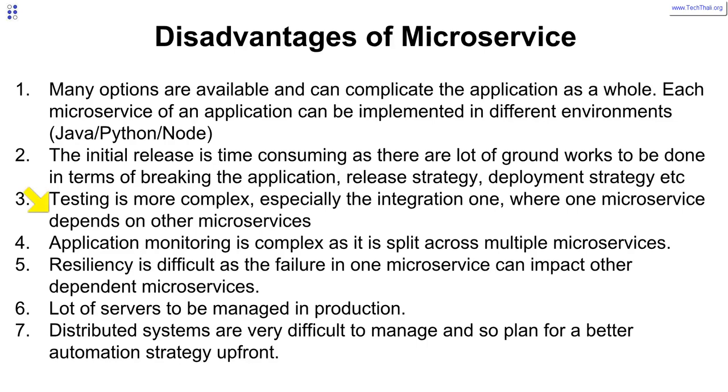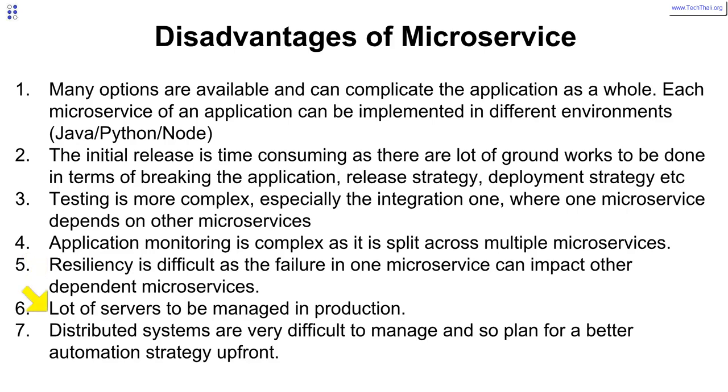3. Testing can become complex, especially the integration testing. The testing environment also can get complicated if multiple technologies are used. 4. Application monitoring in production can get complicated as it is now split across multiple microservices. 5. Failure of one microservice can impact the proper function of other microservices. For example, user is able to check out the products as a part of online shopping, but the inventory microservice is not functioning. This will result in situation where inventories cannot be updated or price cannot be verified.